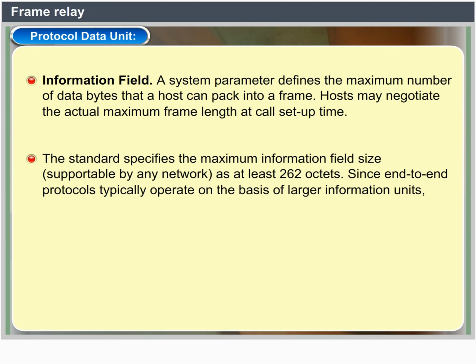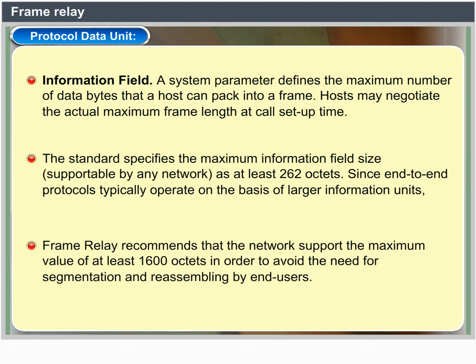Since end-to-end protocols typically operate on the basis of larger information units, Frame Relay recommends that the network support the maximum value of at least 1600 octets in order to avoid the need for segmentation and reassembling by end users.